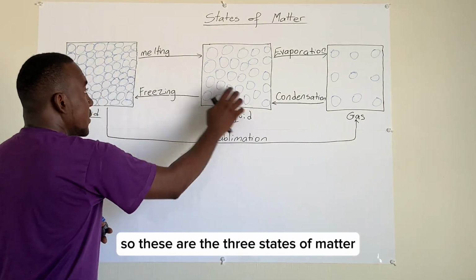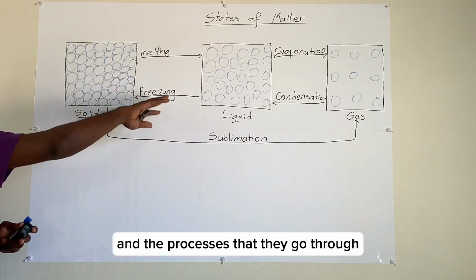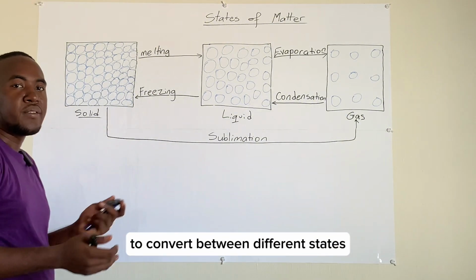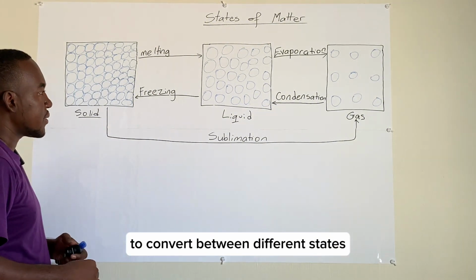So these are the three states of matter and the processes that they go through to convert between different states.